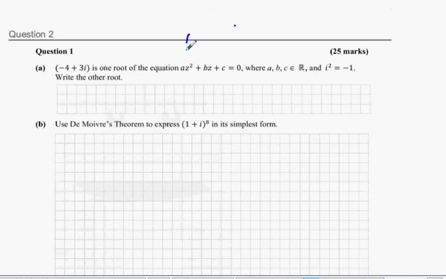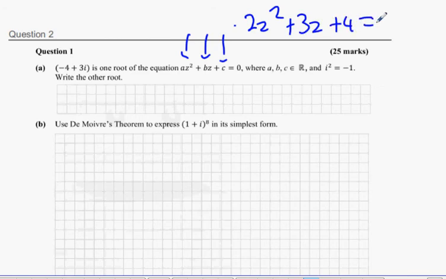Everything here is real numbers. They're real coefficients. So an example could be 2z squared plus 3z plus 4 equals 0, something like that, couldn't it? And what does that mean? The conjugate has to be the other root purely because it's real. That's it there. Minus 4 minus 3i.